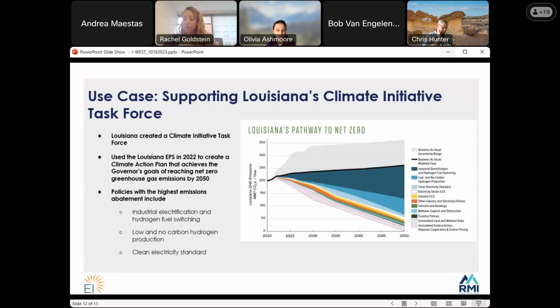The governor's initiative task force used the tool iteratively. So they would suggest a policy and then analyze the potential impact and then potentially revise the policy. And this was able to provide really important insights. For example, that hydrogen is most effective when coupled with a clean electricity grid. So industrial fuel switching and clean electricity go hand in hand.